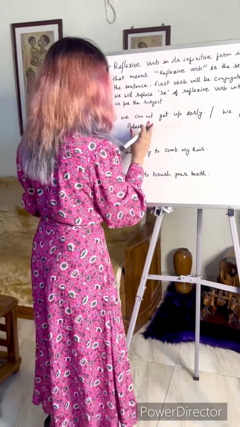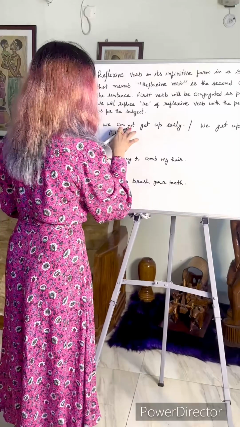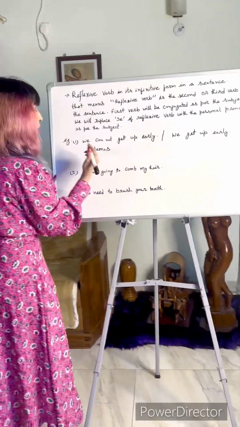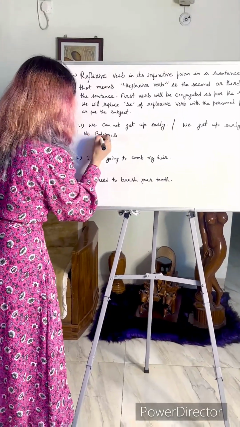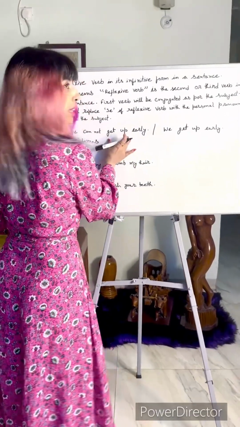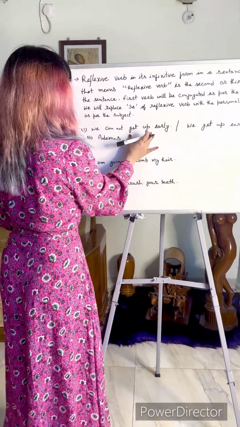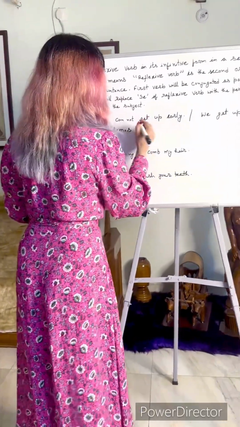Podemos. But "cannot" is there, so for saying no, we are supposed to add no before the verb. So no podemos. And now levantarse. So what have I told you?